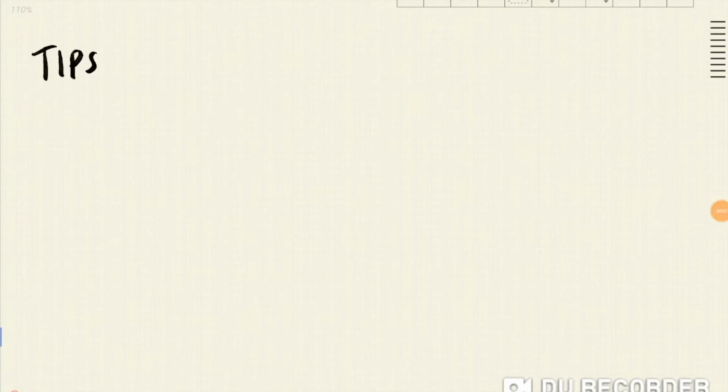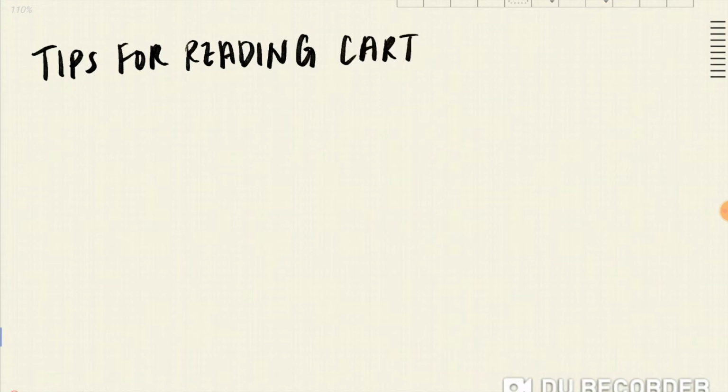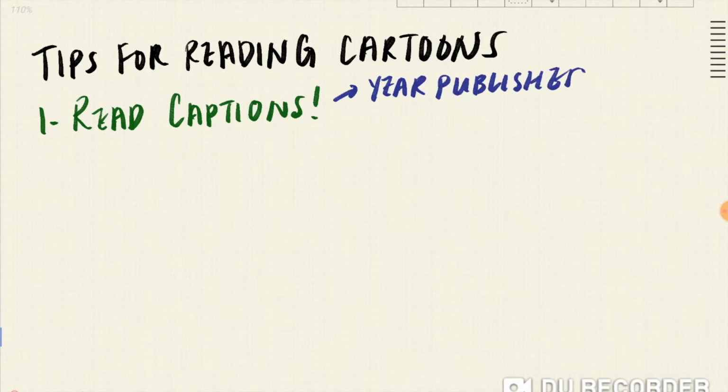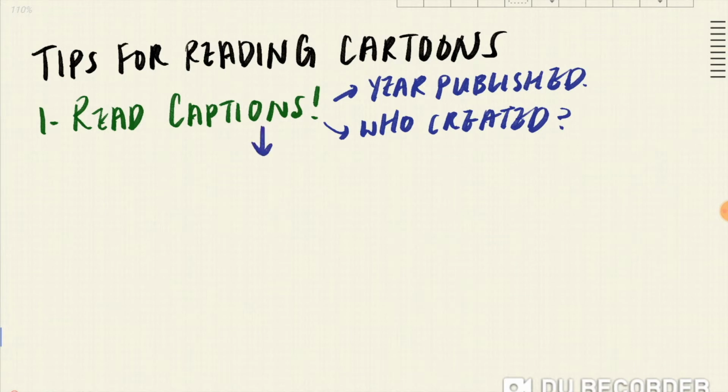In this video, I would like to talk about some tips for reading cartoons when handling database questions. The first tip I would like to give you is to read captions carefully, because they often give a lot of clues about what this cartoon is about. Look for information such as the year published, who created the cartoon or who the cartoonist is, and what event it is about.